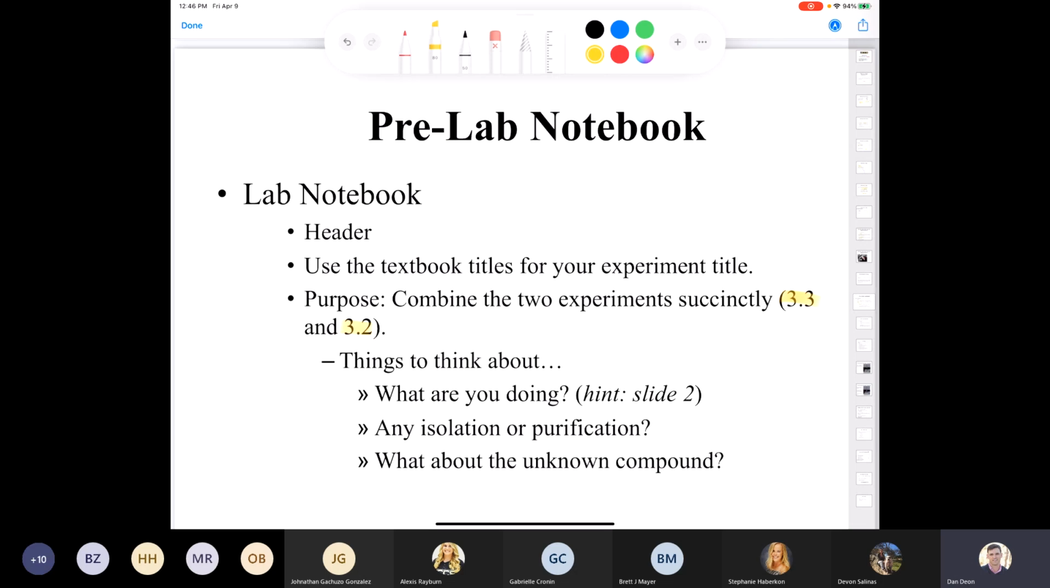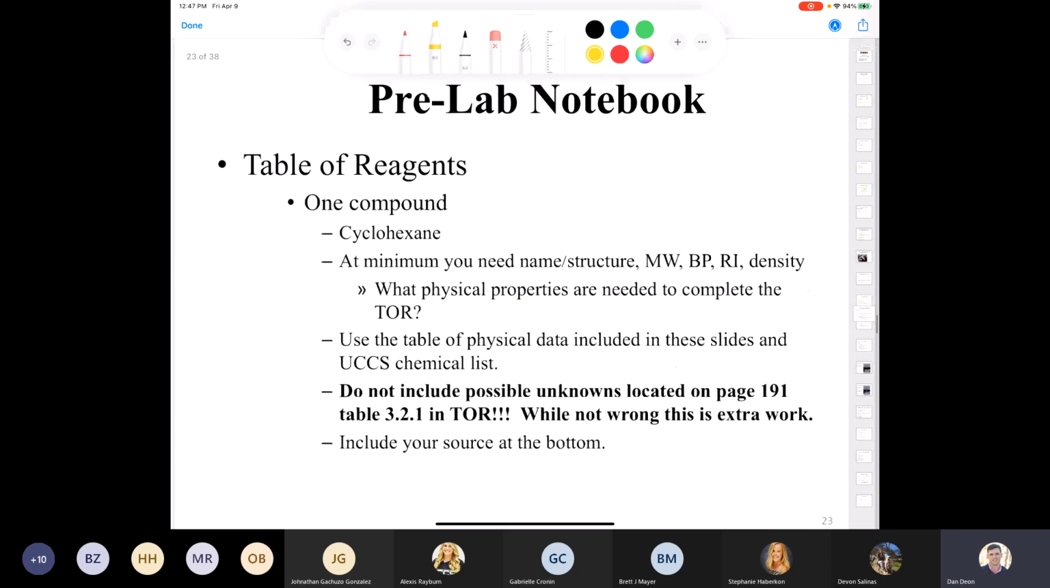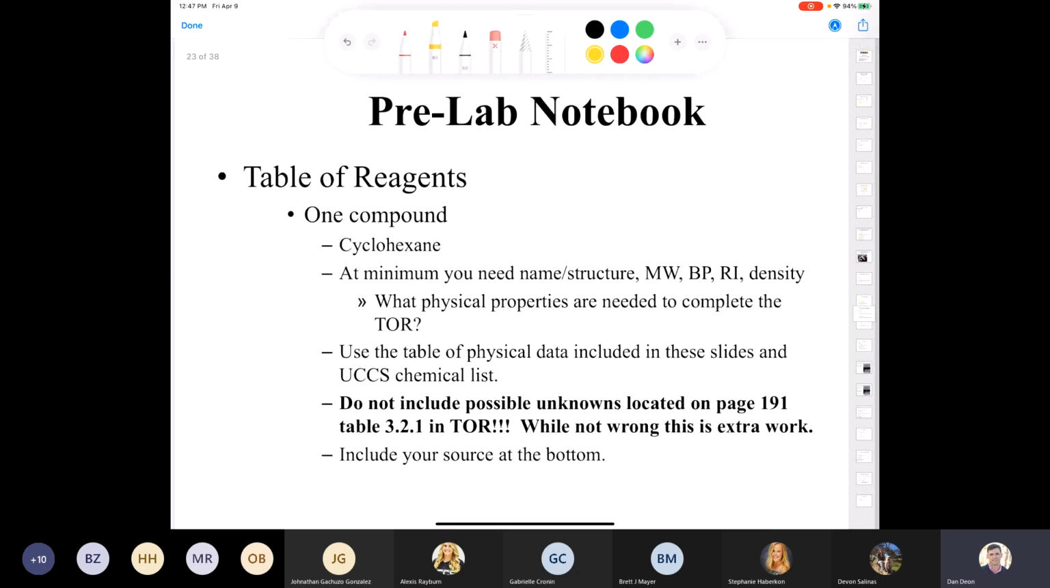You know, questions that you want to ask yourself. I shouldn't have to do too much hand holding in terms of writing a purpose at this point. You know, you want to think about, what are you doing? Is there any isolation or purification? Well, not in this lab. And are you identifying an unknown? Absolutely you are. You're going to be identifying an unknown, and you would want to mention how you're going to be identifying that unknown. I have some good news about your table of reagents because there's only one compound in the whole thing, okay? The only compound that you're going to put in there is cyclohexane.